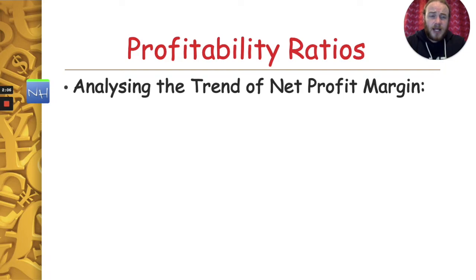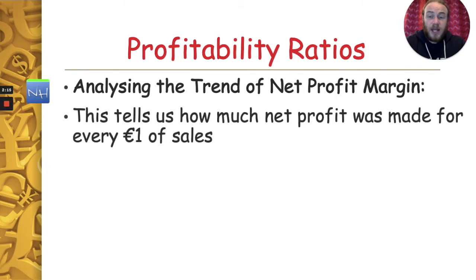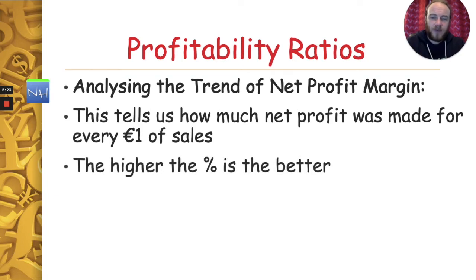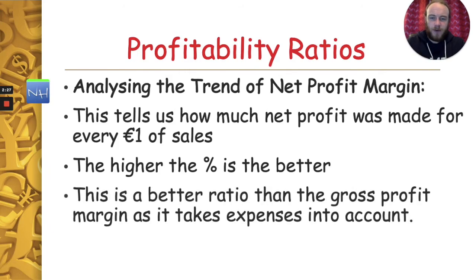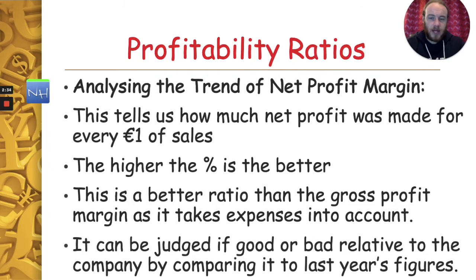Can anyone think what the 10% might mean? Remember what we learned about what the percentage of gross profit margin meant. It tells us how much net profit was made for every €1 of sales. So in this question, it meant that for every euro of sales, 10 cents of that was net profit. Obviously, because it's profitability and firms want to be profitable, the higher the percentage the better. This is a better ratio than our gross profit margin as it takes expenses into account. It's a key thing to remember.